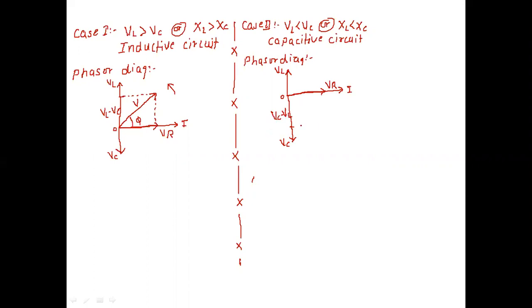Get my point? Now if I make the parallelogram in between these 2 points, then the hypotenuse of this parallelogram will represent the total voltage, and the angle between the voltage and current is nothing but phi. Now have you noticed, in case number 1, what is the relation between voltage and current? And in case number 2, what is the relation between voltage and current? Can you notice the difference here? Yes or no?